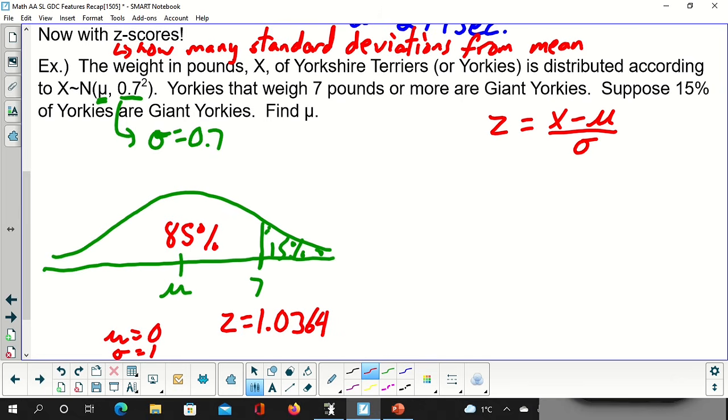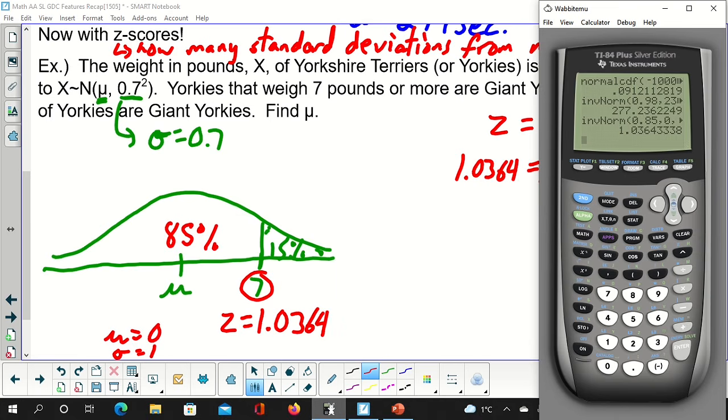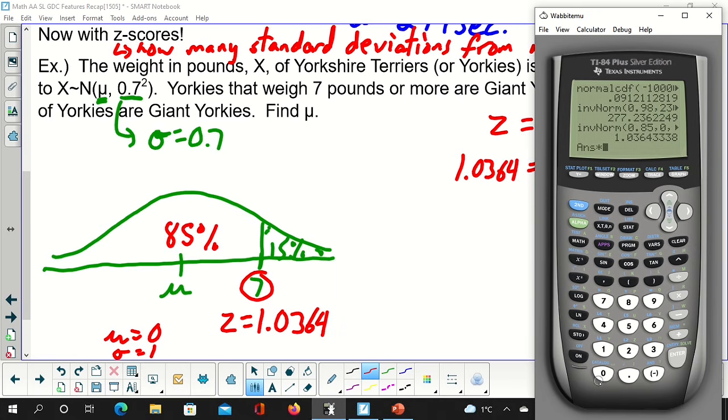So now I have a bunch of information. Z, that we're talking about for these giant Yorkies, they're a little more than 1 standard deviation above the mean. X, that would be our actual weight here of a giant Yorkie, or the cutoff for the weight of a giant Yorkie. Mu is unknown, and sigma is 0.7. I'm going to have to multiply both sides by 0.7. So I'm going to keep all those decimal places in my calculator and just go times 0.7, and I get this 0.7255.